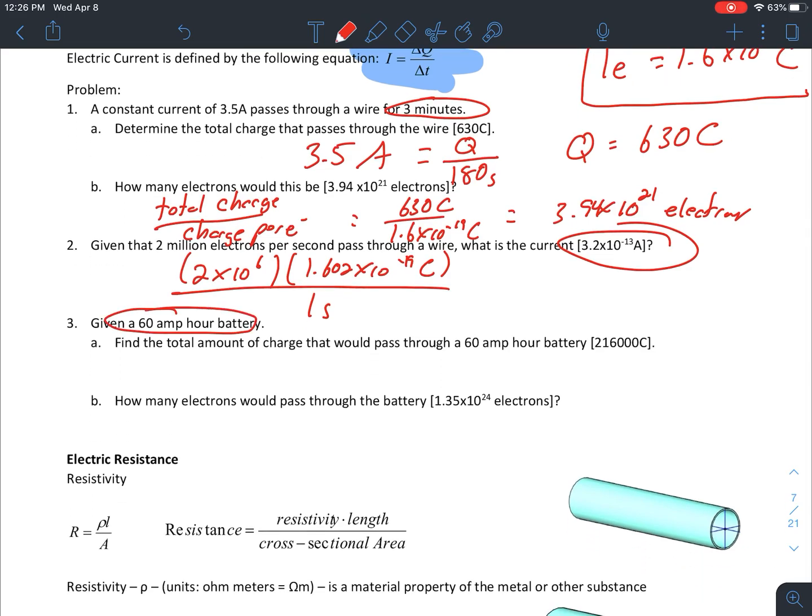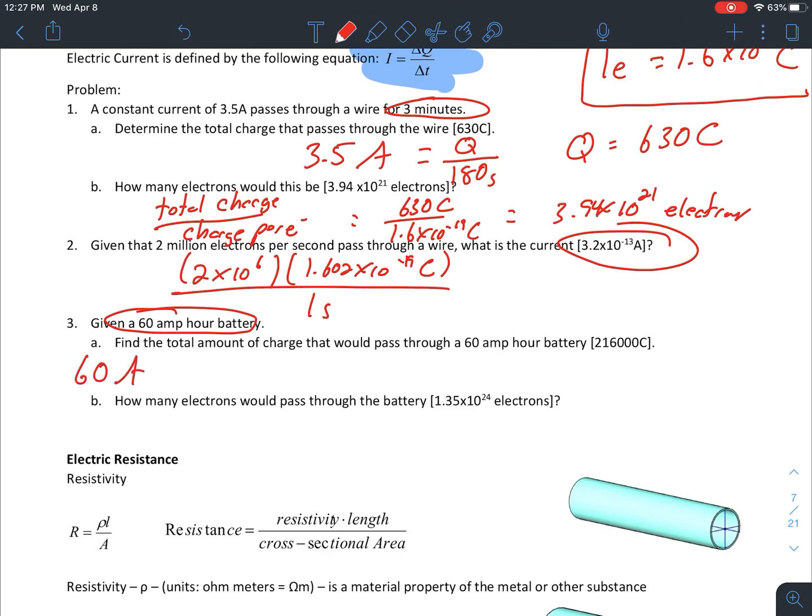In 3, we have a 60 amp hour battery. Now you're asking yourself, what the heck is a 60 amp hour battery? Should it be amps per hour? No, we're looking at the total amount of charge, or eventually total amount of energy. This is how your electric company will bill you, because they don't necessarily care how quickly you're using the electricity or the energy or the overall charge. They want to know just the total amount. So that's why it's not per hour, it's times the hours.